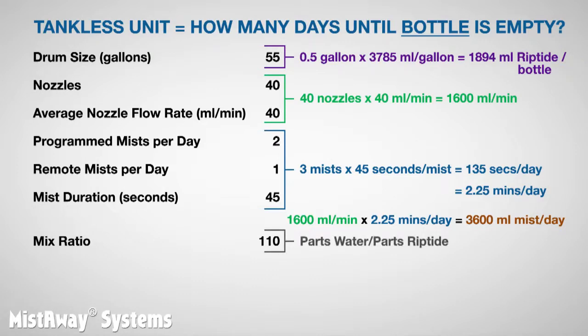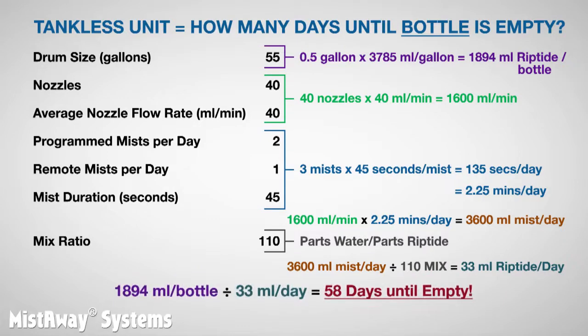We know the mix ratio has been set to 110 parts water to 1 part Riptide. And since we know we're putting out 3,600 milliliters of mist per day, we can divide by 110 to calculate how much of that is Riptide concentrate, about 33 milliliters of Riptide per day. Since we know the total volume in the bottle is 1,894 milliliters, and we're misting about 33 milliliters per day, we can divide to calculate that the bottle will be empty in 58 days. Coincidentally, that is exactly what we calculated for the drum unit installation.